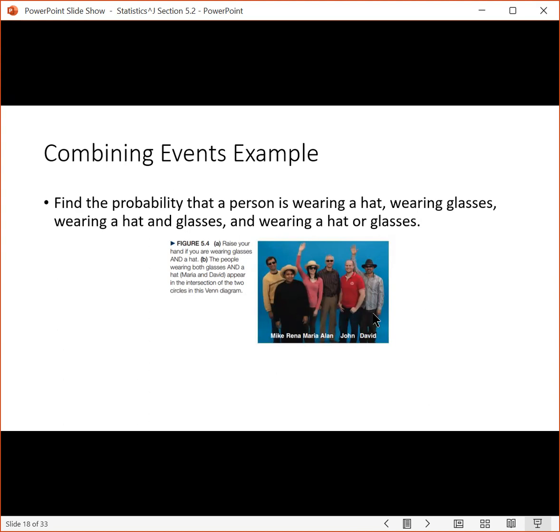I should have made this image bigger. All right, and then wearing a hat and glasses. All right, how many people are wearing a hat and glasses? We've got 1 person. Maybe that's a second person if that person has glasses on.